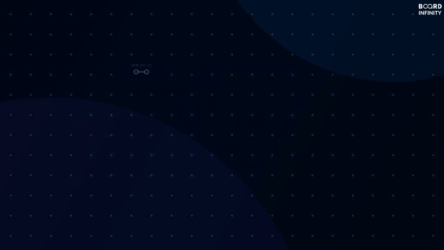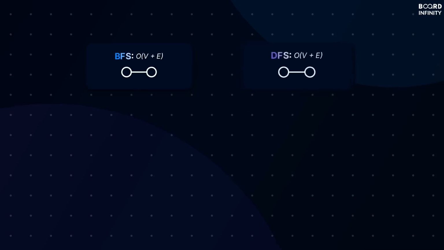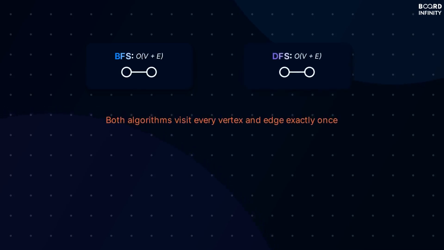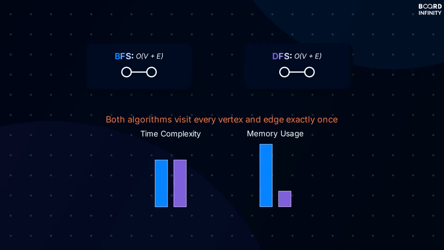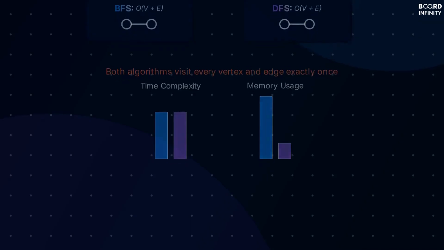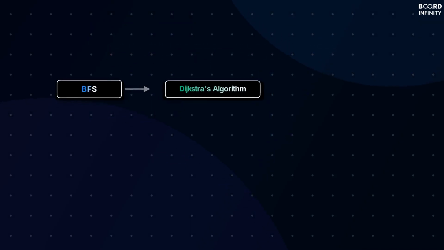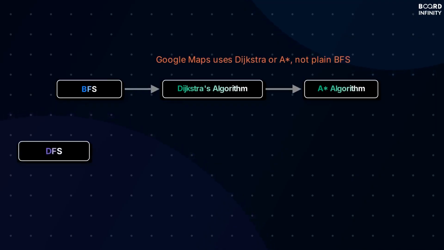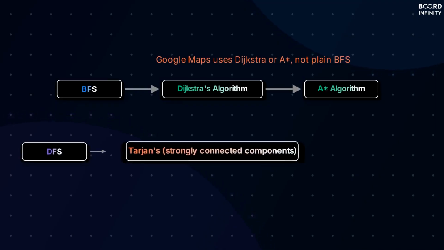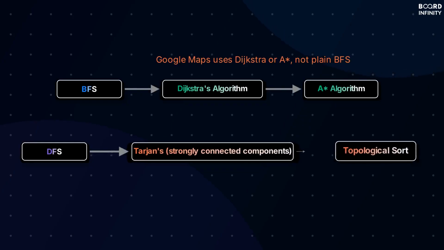Both algorithms have the same time complexity, meaning O(V + E), where V is vertices and E is edges, but their memory and path guarantees differ. In real systems, Google Maps doesn't use plain BFS. It uses Dijkstra's or A star, which handle weighted graphs. But BFS and DFS are the foundation. Master these, and you'll understand how every graph algorithm works.